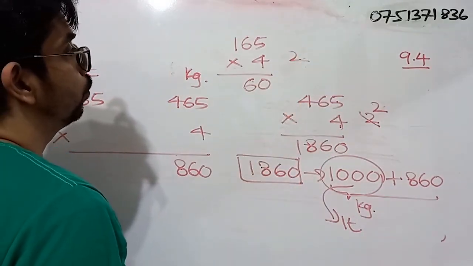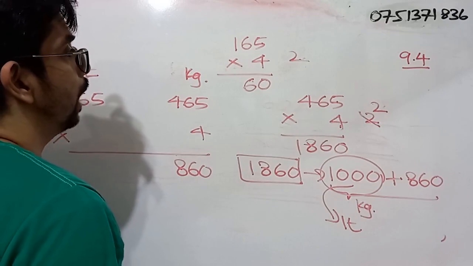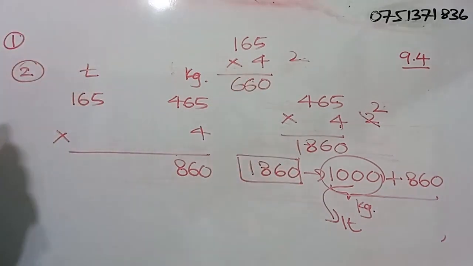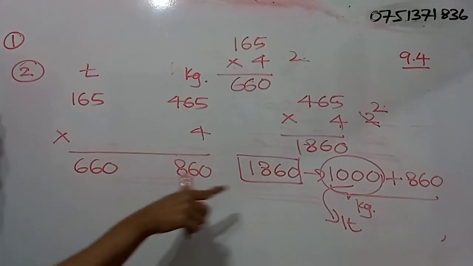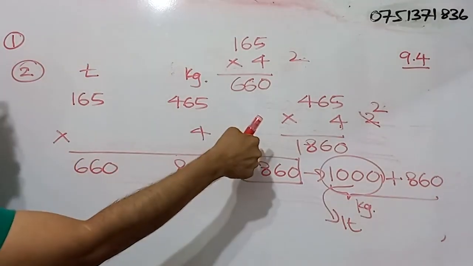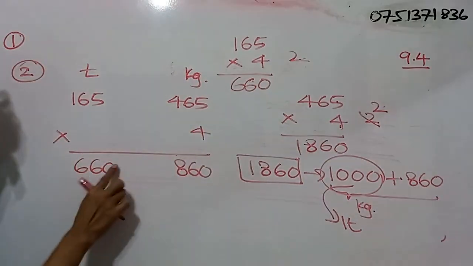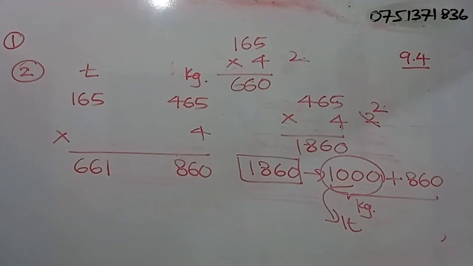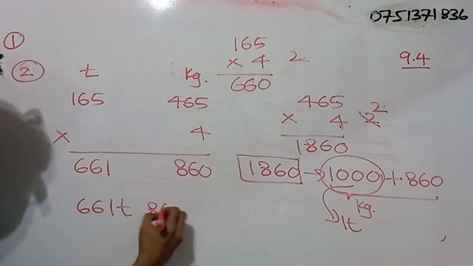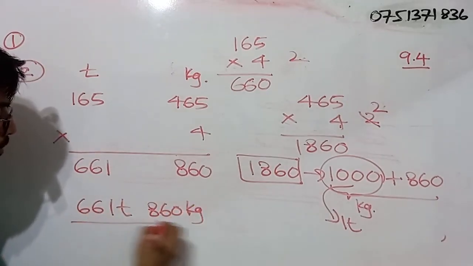We have to regroup the 2. 4 times 1, that is 4. Add the 2, it becomes 6. Right? So here we get what? 660. But we need to add the 1 which came from the kilogram side. So this becomes what? 661 tons. So the answer is what? 661 tons and 860 kilograms.